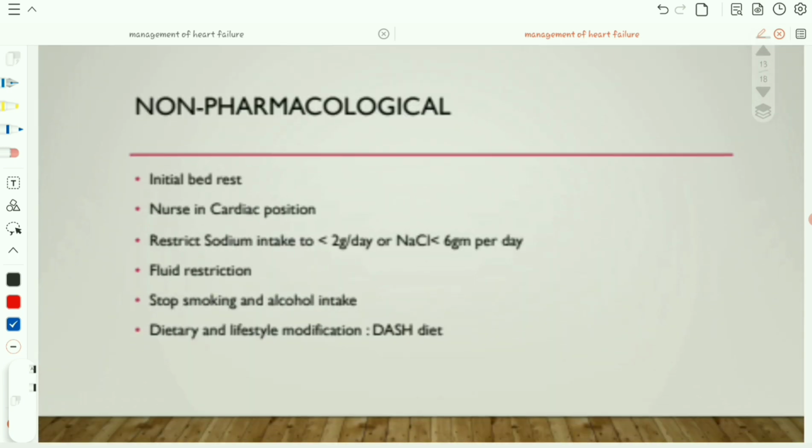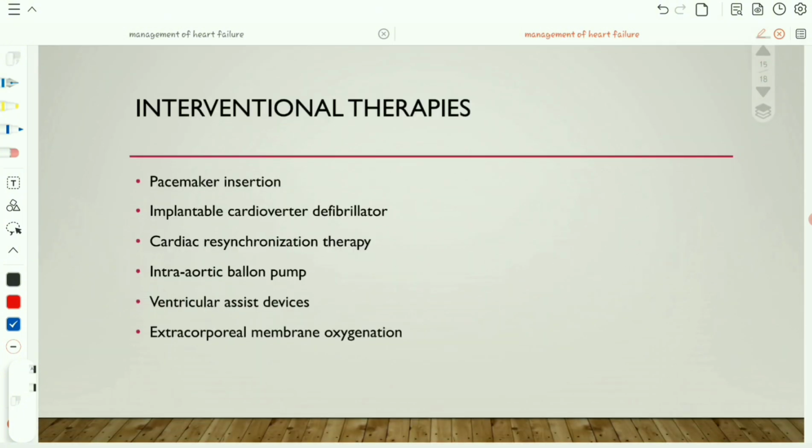Now, following, we also have non-pharmacological, and you say you want to recommend initial bed rest, nurse in cardiac position, restrict sodium intake to less than 2 grams per day, or sodium chloride intake to less than 6 grams per day. You also want to restrict fluid, no IV fluid at all. Okay, then stop cigarette smoking and alcohol. Then it's also important you tell your examiner that you also want to recommend dietary and lifestyle modification. You counsel the patient to adopt the DASH diet.